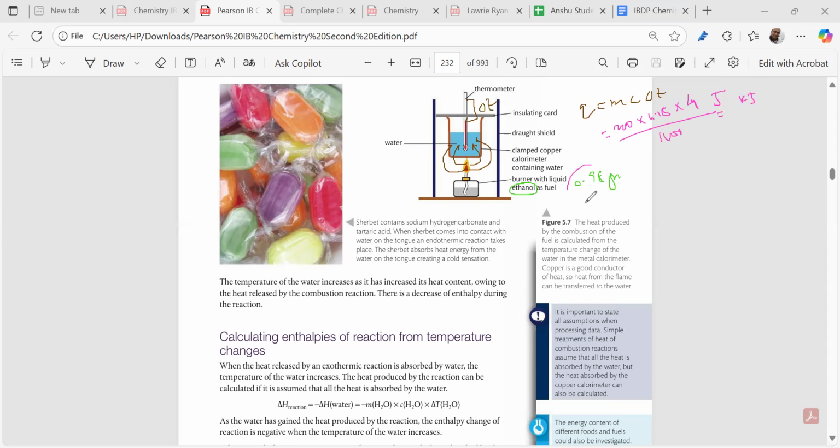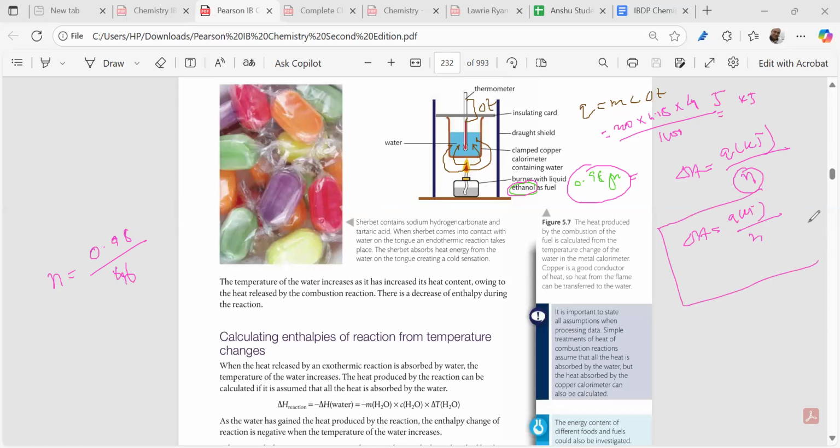Now next we have to find out the number of moles of the ethanol which I've taken. So what is delta H? Delta H is equal to Q in kilojoules divided by the number of moles of the substance taken, right? We get Q in kilojoules. Then we divide it by the number of moles of the ethanol taken. The number of moles of ethanol is 0.98 divided by the Mr of ethanol. Mr of ethanol is how much? 46. Isn't it? We divide by this and we have to put a sign.